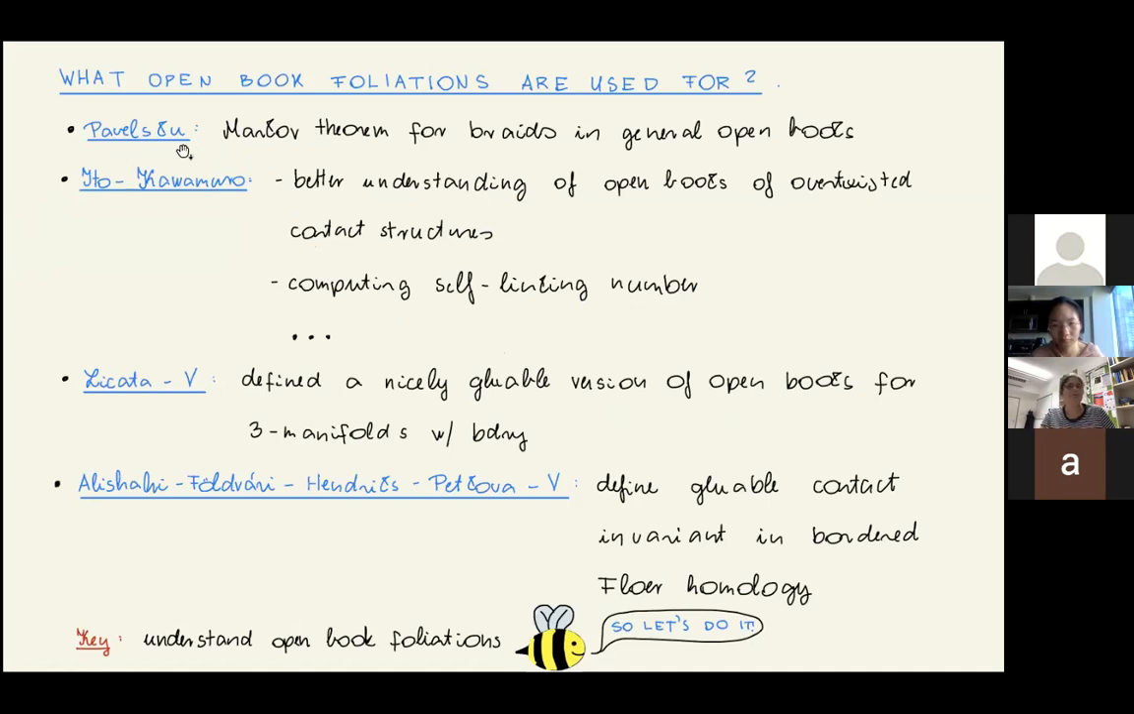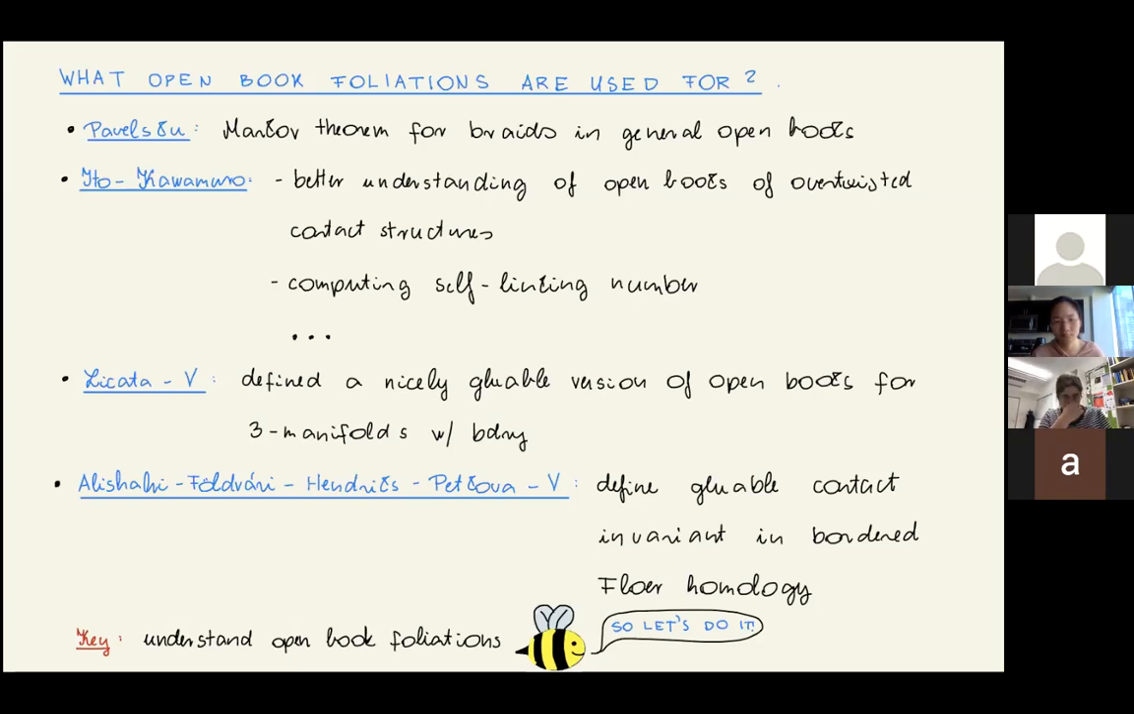Okay, so she proved Markov's theorem for braids in general open books. It's a very nice characterization of what kind of moves you can do with braids. And then Ito and Kawamura built up a complete theory of them in a series of papers. They understood over-twistedness in terms of open books. I mean, it was understood beforehand, but they had a very nice picture for how that looks. They managed to compute some self-linking numbers for braids which are transverse to an open book, and so on.